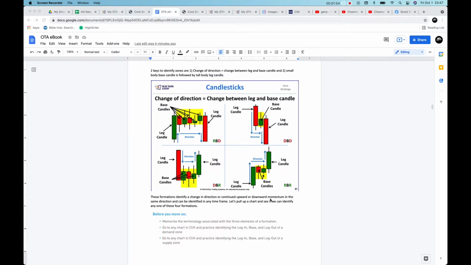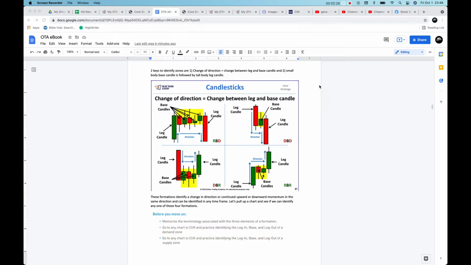Now, the key to identifying zones are going to be: one, there will be a change of direction, which means that there is a change between the leg and the base candle. And two, small body base candles will be followed by tall body leg candles. Now, these formations identify a change in direction or a continued upward or downward momentum in the same direction and can be identified in any given time frame.